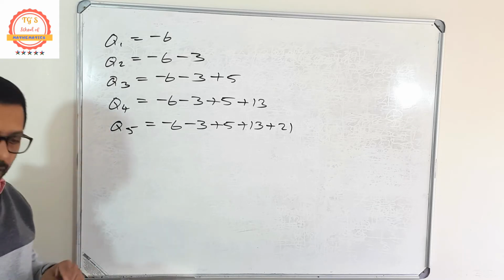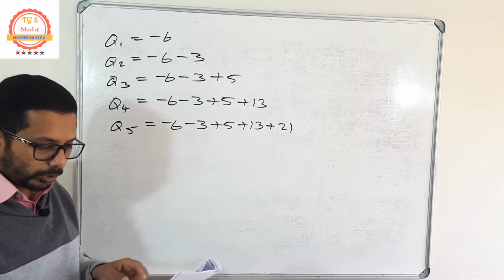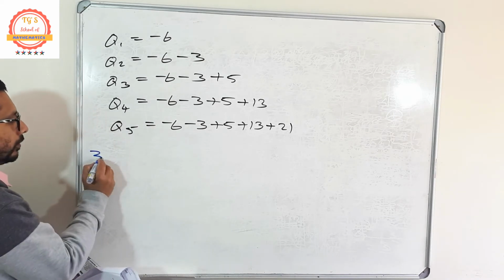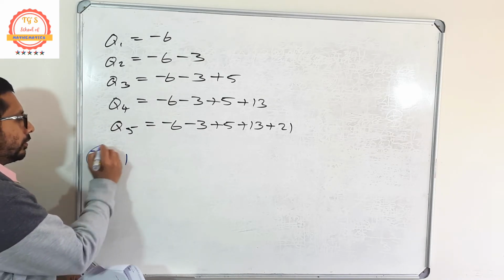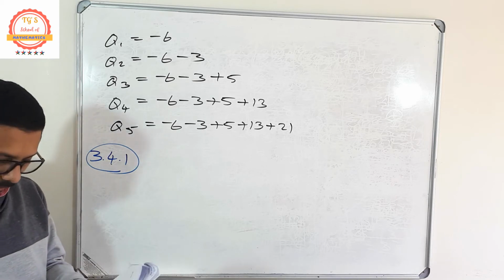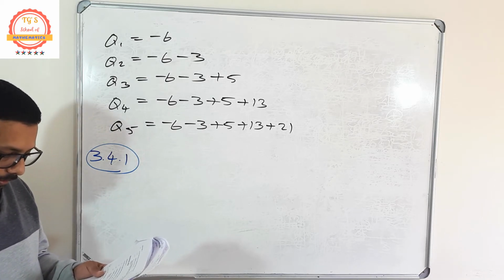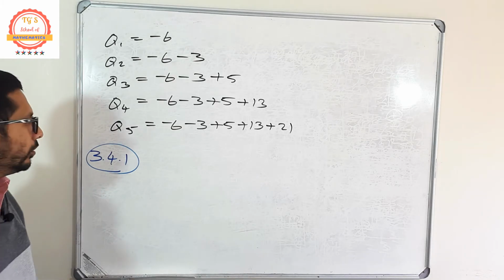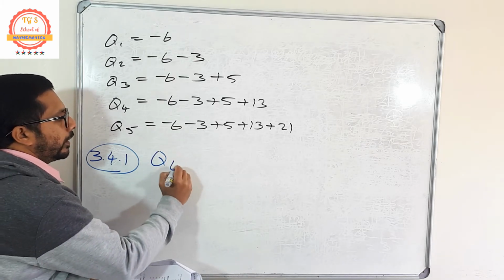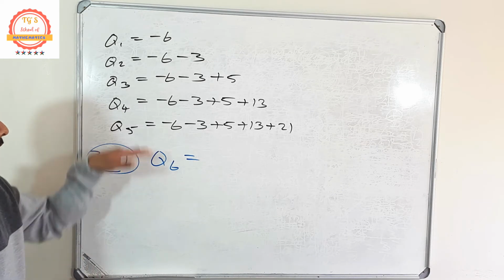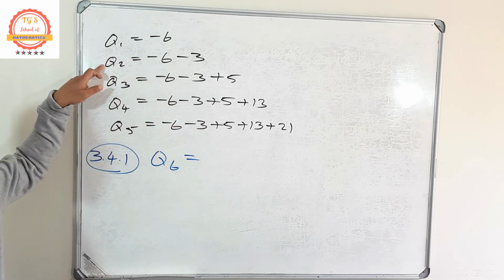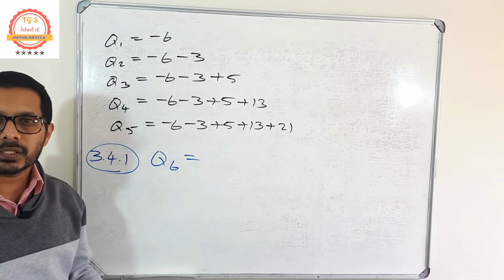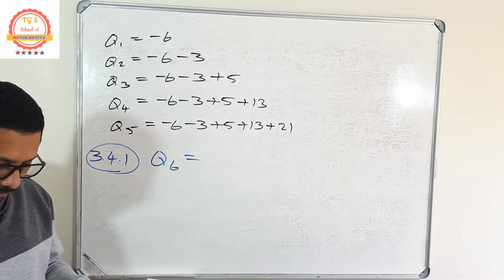Now what is the first question? Question number 3.4.1. What is the question? Write down a numerical expression for Q6. You have to write a numerical expression for Q6 like this. This is Q1, this is Q2, Q3, Q4, Q5. Then you have to write what is Q6. So how can you find that one?